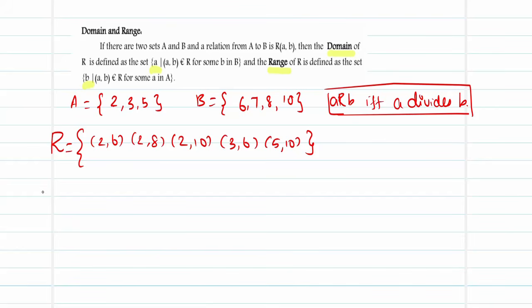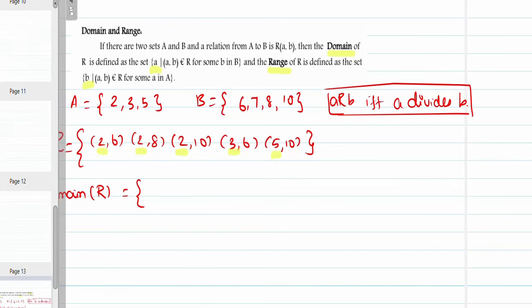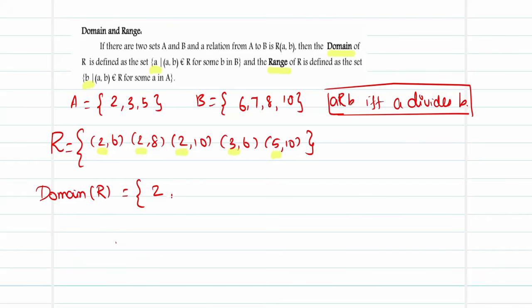Now I need the domain of my relation. And what is this domain? The collection of all the A's in this ordered pair of R. So what is going to be my A? This first element is going to be my A. So the domain of R is now going to be equal to {2, 3, 5}.